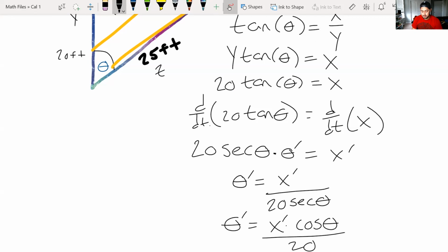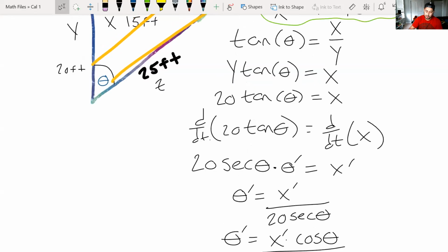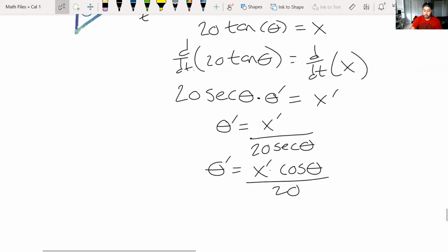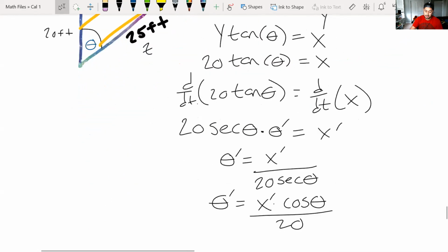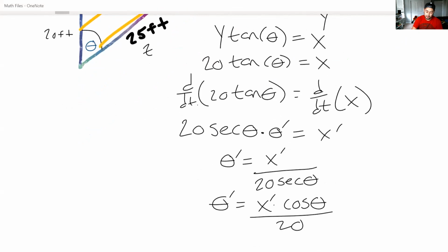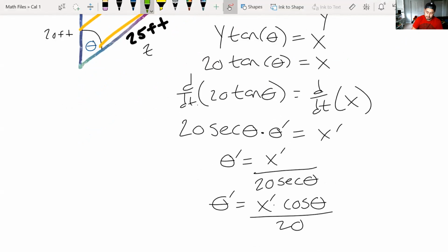Okay. Well, now, let me see. Yes, we did that. And yes, we know that. Okay, perfect, just making sure we're on track. Well, we know the value for x prime. X prime is 4 feet per second. We know the value for y, which is 20 feet, which is already there. And now we need to know what is the value for cosine theta.